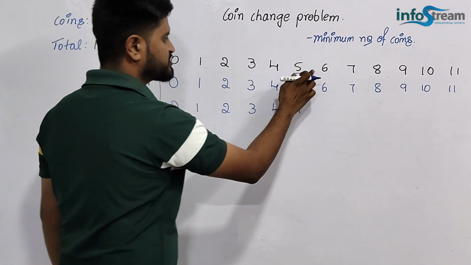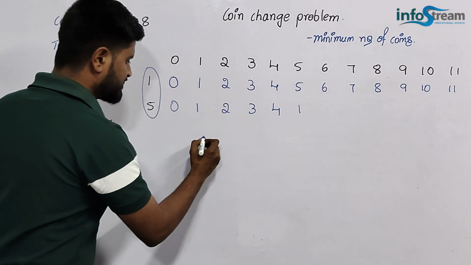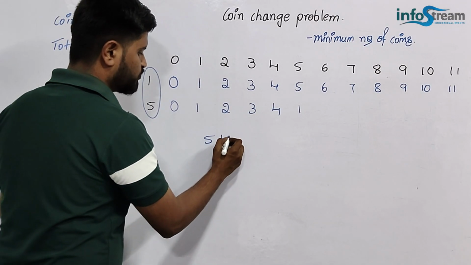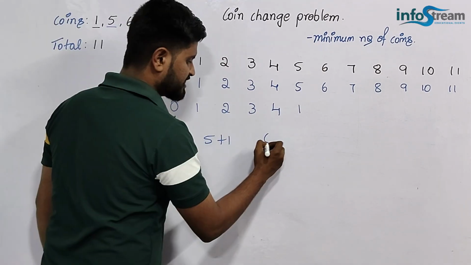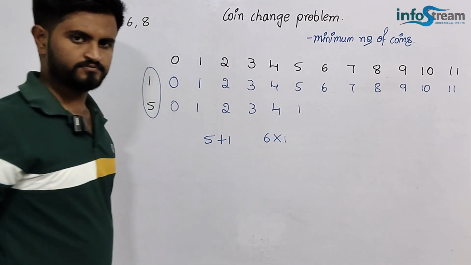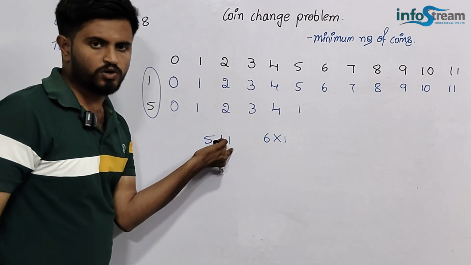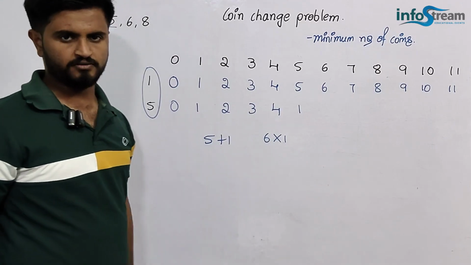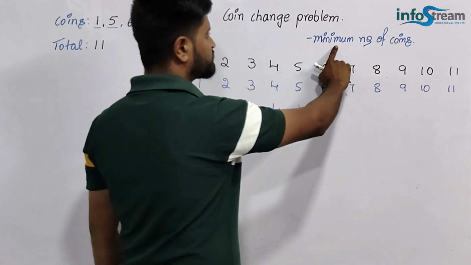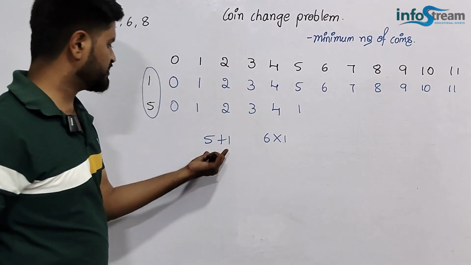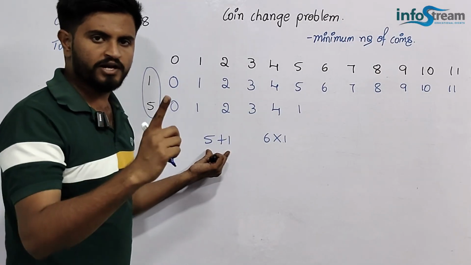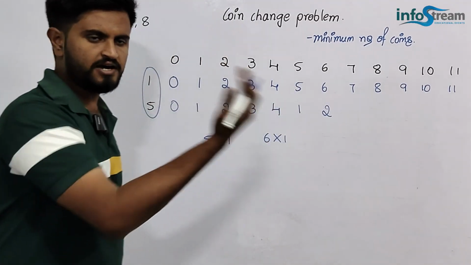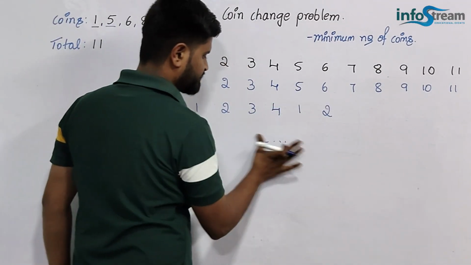Next, I want to give 6 rupees. Either I can give one 5 rupee coin and one 1 rupee coin, total 6 rupees, or I can give six 1 rupee coins. But my goal is to use the minimum number of coins. So I will use one 1 rupee coin and one 5 rupee coin. So in total we will be using 2 coins to give the 6 rupee change to the customer.